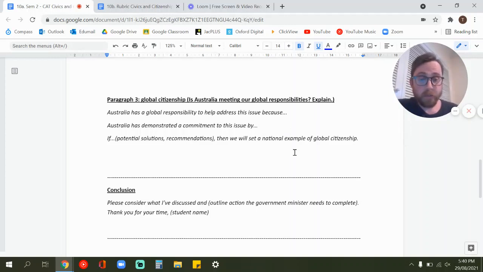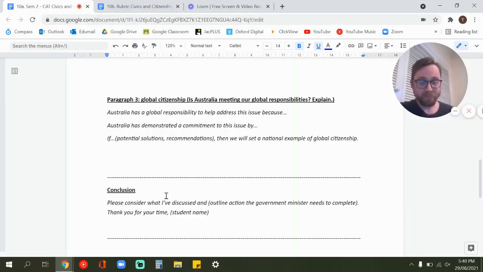Then we will set a national example of global citizenship. So you're evaluating, is Australia a global citizen? Yes or no? And then explain why. We aren't a global citizen because this is our responsibility according to the UN SDG. This is what we're doing. It's not good enough. But this is what we could be doing, you idiot, to solve the problem.